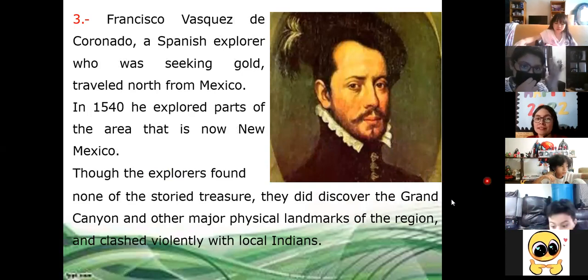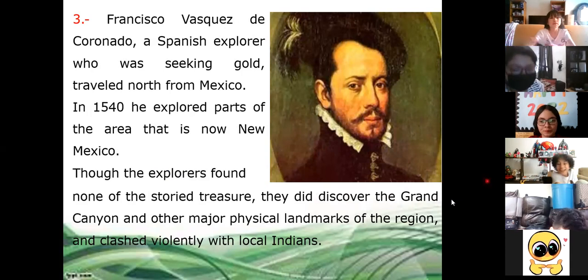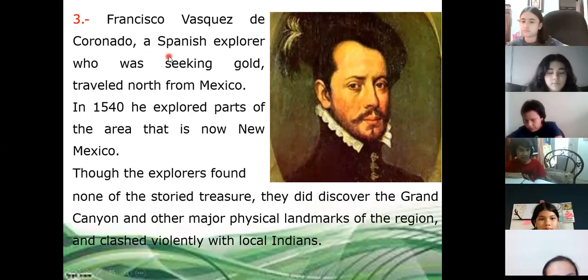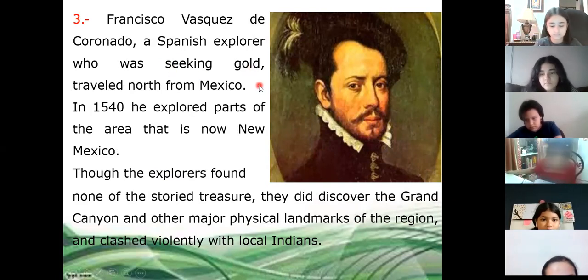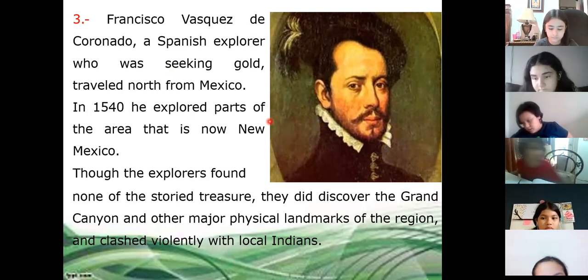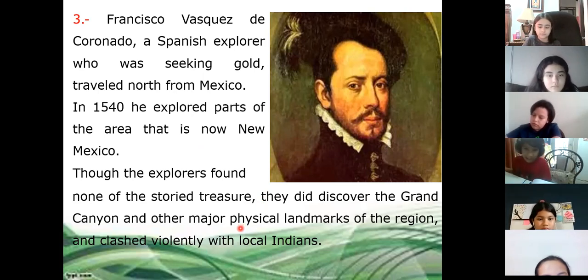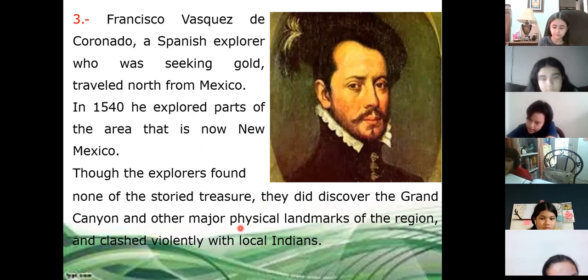Now let's see what he was looking for. Francisco Vasquez de Coronado. Let's see, raise your hand first. Sian, read number 3. The next slide you're going to read, Lucia. Francisco Vasquez de Coronado, a Spanish explorer who was seeking gold, traveled north from Mexico in 1540. He explored parts of the area that is now New Mexico. They did discover the Grand Canyon and other major physical landmarks in the region, and had contact with local Indians.